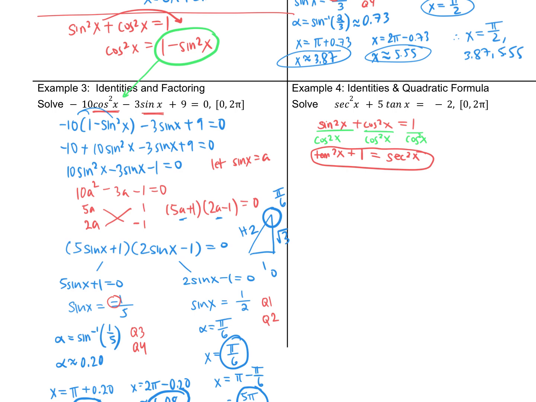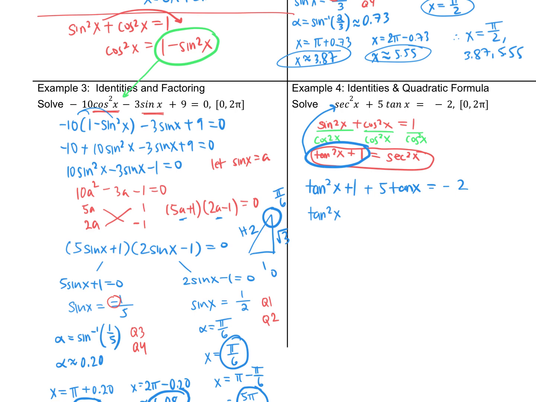But now I know that secant squared x is equivalent to tan squared x plus 1. So I can go in and swap that in so that everything is about tan. So I'll have tan squared x plus 1, and then the remainder, so plus 5 tan x equals -2. And now just clean this up so that it's ready to go for that trinomial factoring.